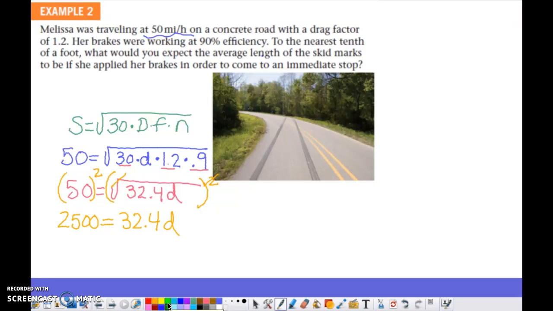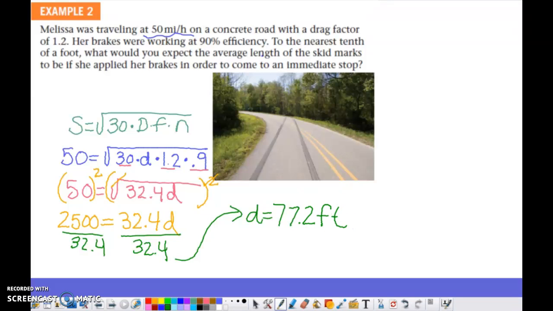Now this should look a lot nicer, right? To get D by itself, I'm just going to divide each side by 32.4, which tells me that D is going to be 77.2, rounded to the nearest tenth of a foot. So the average skid mark was 77.2 feet. Just as always with formulas, you can't go so fast where you just plug everything in. You have to think about what they give you and try to figure out what you are trying to solve for. So that's everything on skid marks.